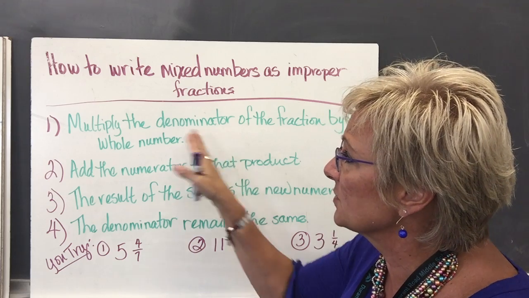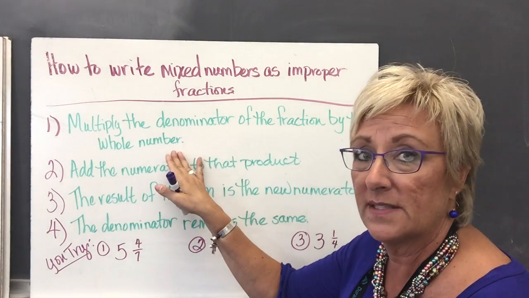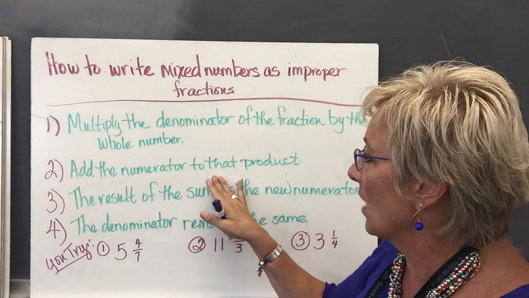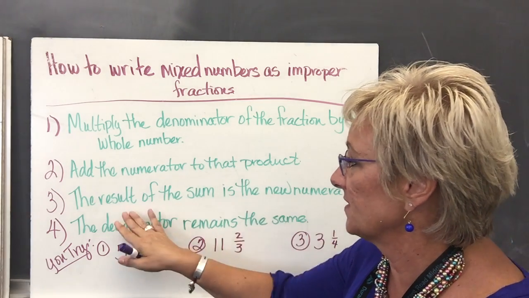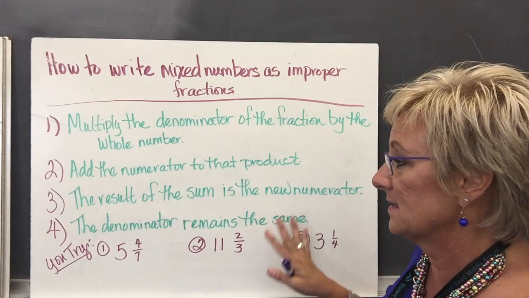The first thing we're going to do is multiply the denominator of the fraction by the whole number that it's with. Then we're going to add the numerator to that product, and the result of the sum is going to be the new numerator, and the denominator remains the same.